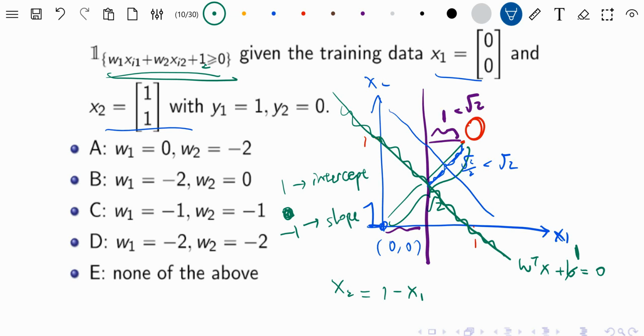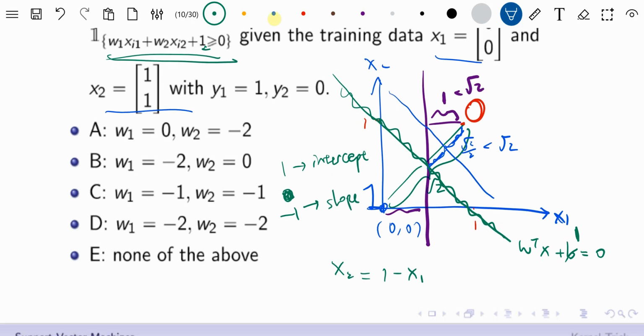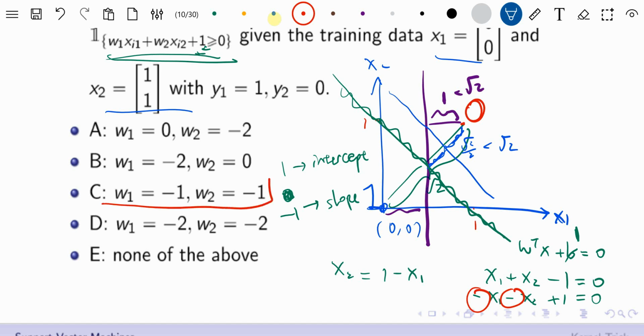So you can write the equation like this, and somehow you manipulate the equation such that it looks like the weights dot product with the axis. So this will be x1 plus x2 minus 1 is 0. This is not right. We want plus 1 here, so we want minus x1 minus x2 plus 1 is equal to 0. So then we know that this would be our minus 1, and minus 1 would be our w's. So that's how we get these.